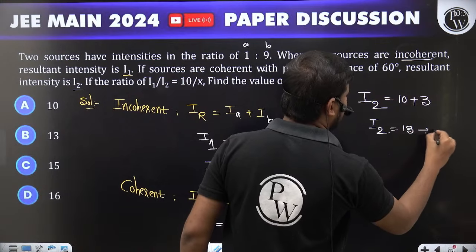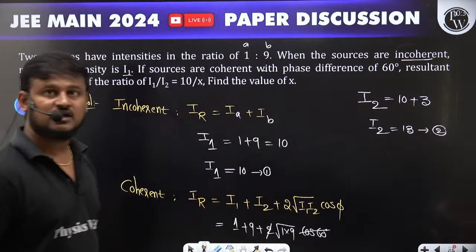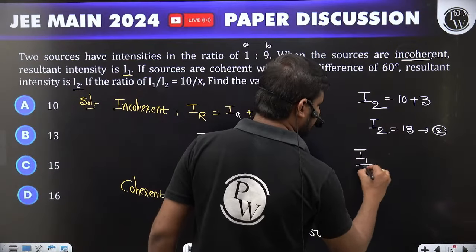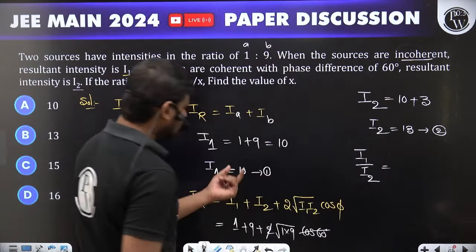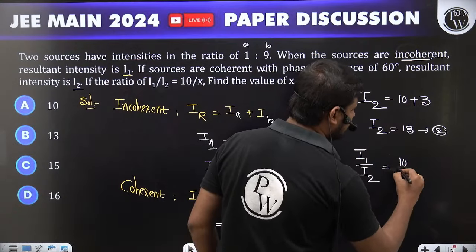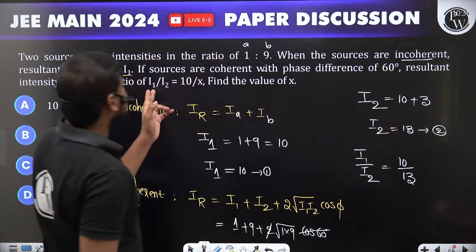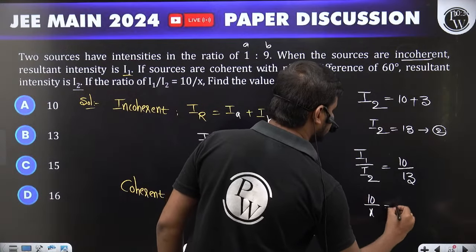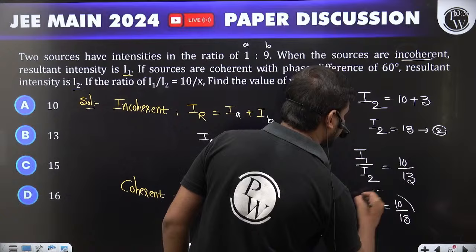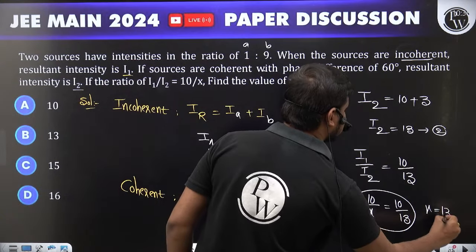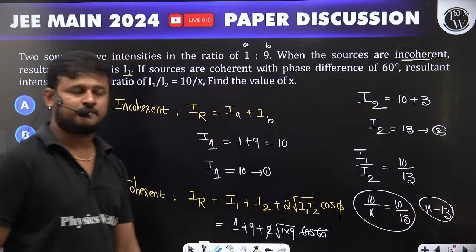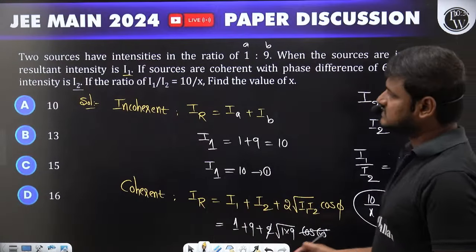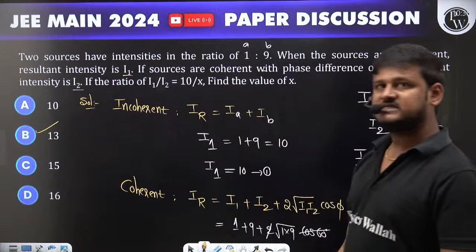So now I got I2 as 13, I1 as 10. Now they gave the I1 by I2 ratio. So I can write the I1 by I2 ratio will be equal to 10 by 13. In the question they said the I1 by I2 ratio is 10 by X. So 10 by X is equal to 10 by 13. From here you can write what X is. So X is equal to 13. Done. Option B is the correct answer.